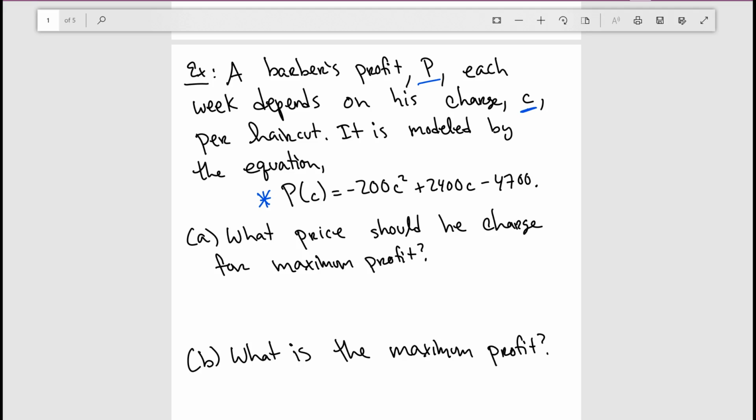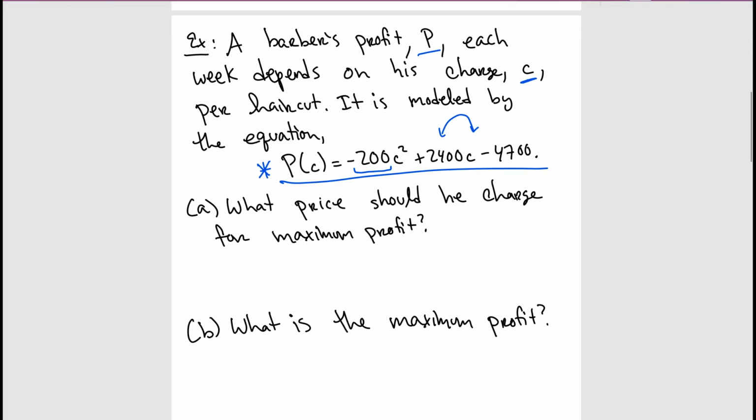So they came up with a function, and this is the function that's given to you. This is some quadratic equation. And if you see, the first part is negative, so that means it's a sad parabola. Part A says, what price should he charge for maximum profit?